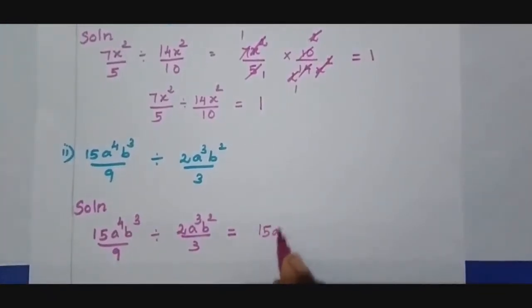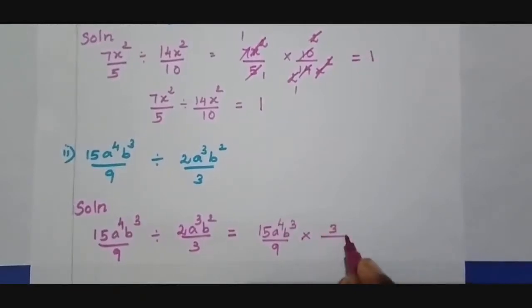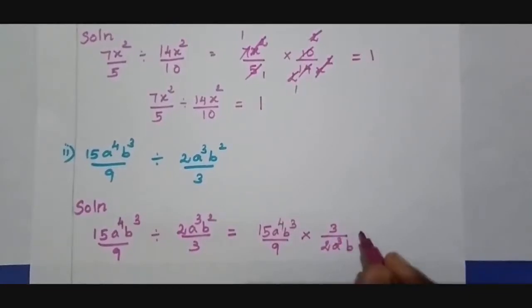So write the first fraction as such. 15a power 4 b cube by 9 into 3 divided by 2a cube b square, the reciprocal of the second fraction. That's why we are changing this division symbol to a multiplication symbol.